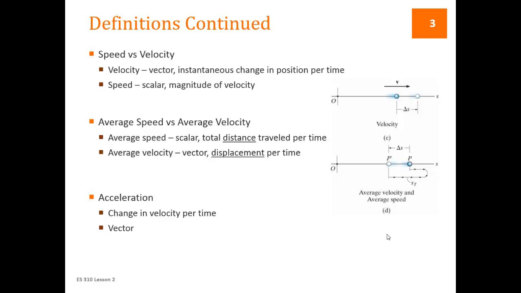So if I were driving to Cedar Falls at 60 miles per hour, my velocity would be 60 miles per hour south. My speed would just be 60 miles per hour.